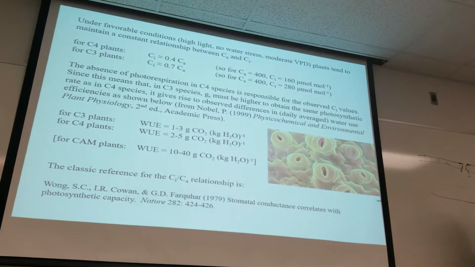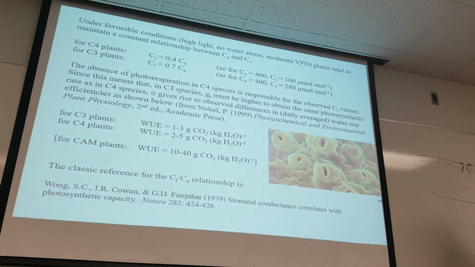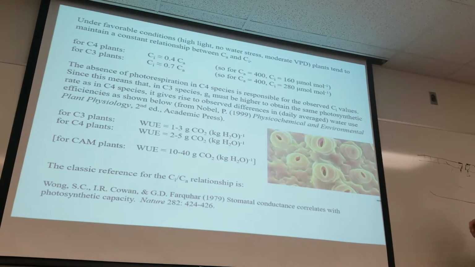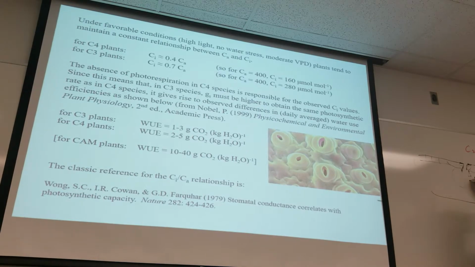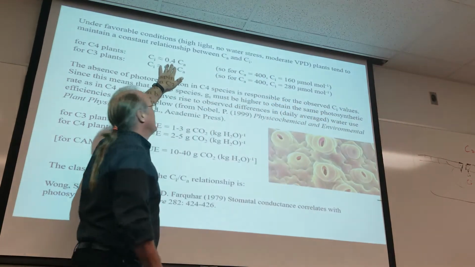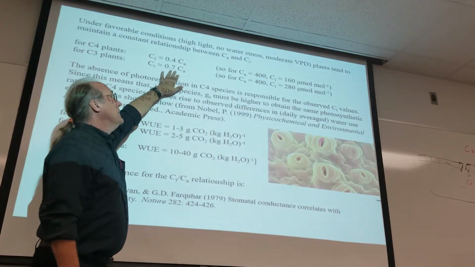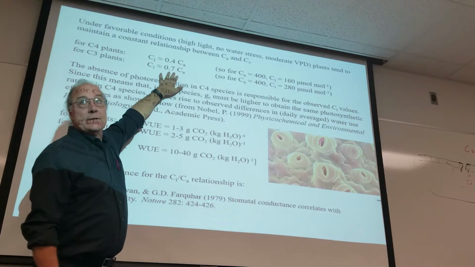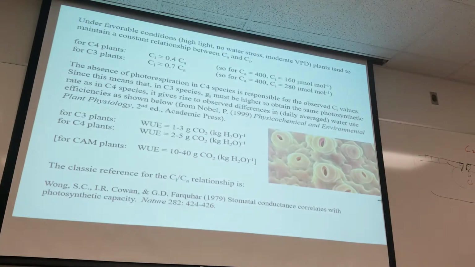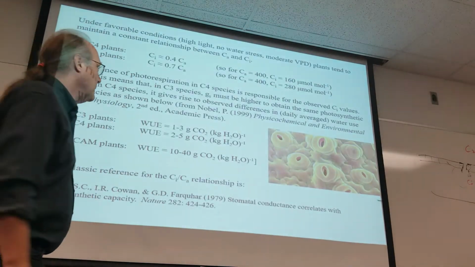Plants, in many situations, tend to regulate their stomatal conductance so as to keep the ratio of Ca to Ci constant. And for C4 plants, that ratio is about, Ci is about 0.4 of Ca, in C3 plants, it's about 0.7. The difference comes about because C3s have appreciable photorespiration, C4s don't.